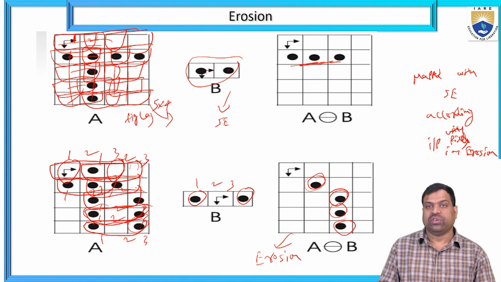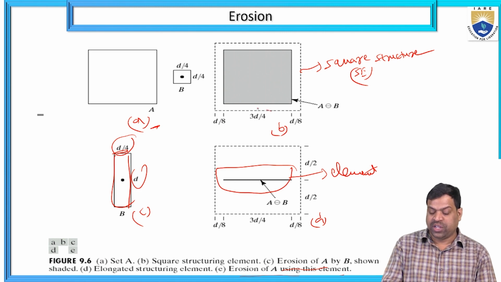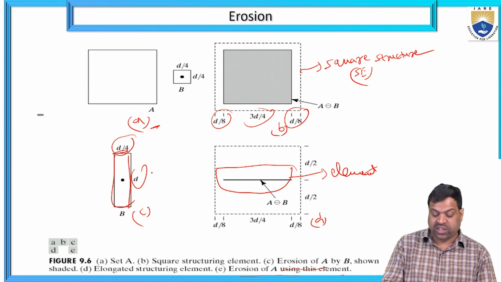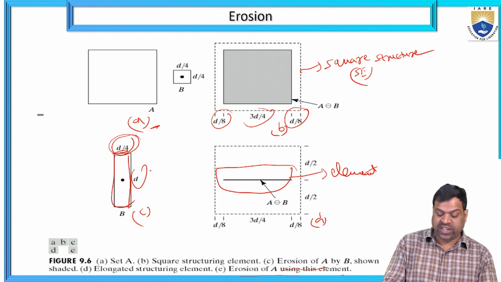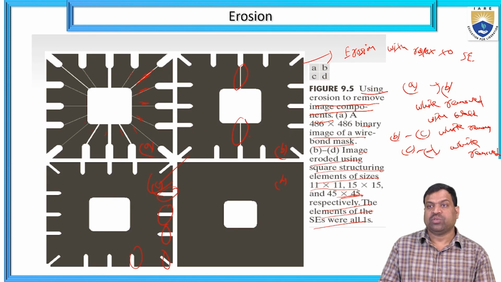So this is one example of an input image with a structuring element forming an erosion, meaning the number of black pixels is converting to white, or white is converting to black. Here it is image A, and image B has a width of 3D by 4 and a height of D by 8. And finally, figure D is the erosion result with the structuring element. Here is one example going from figure A to B, B to C, and C to D. What happened is that we are removing the white color and converting it to black. That is, now the number of pixels has changed.